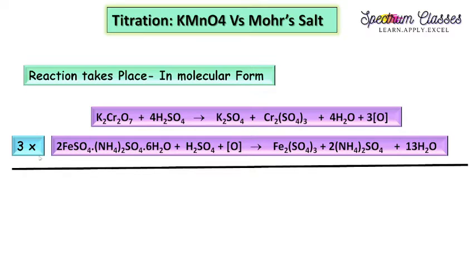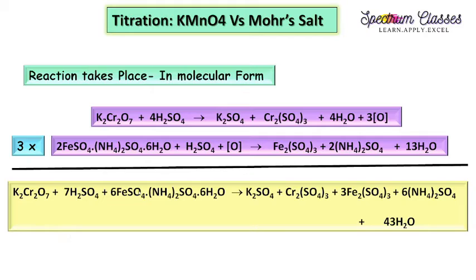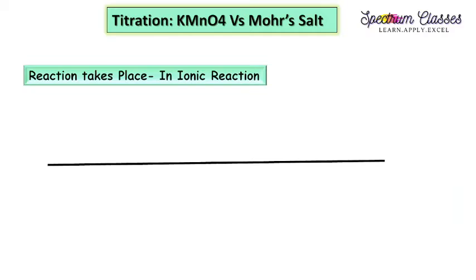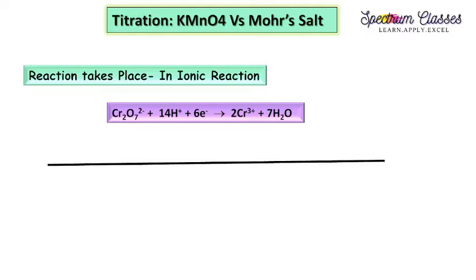So here we are going to multiply this equation by 3, and on balancing, what we get I have written. So this is the molecular form of the reaction in the titration. And if we write this equation in terms of the ionic reaction, then it can be written like this. From K2Cr2O7, Cr2O7 2- plus 14H+ comes from the acid, 6 electrons are involved in this reaction, and we get 2 Cr3+ plus 7H2O. Whereas from the ferrous ammonium sulphate, ferrous Fe2+ gets converted to Fe3+, and in this reaction 1 electron is involved, while in the other reaction 6 electrons are consumed.